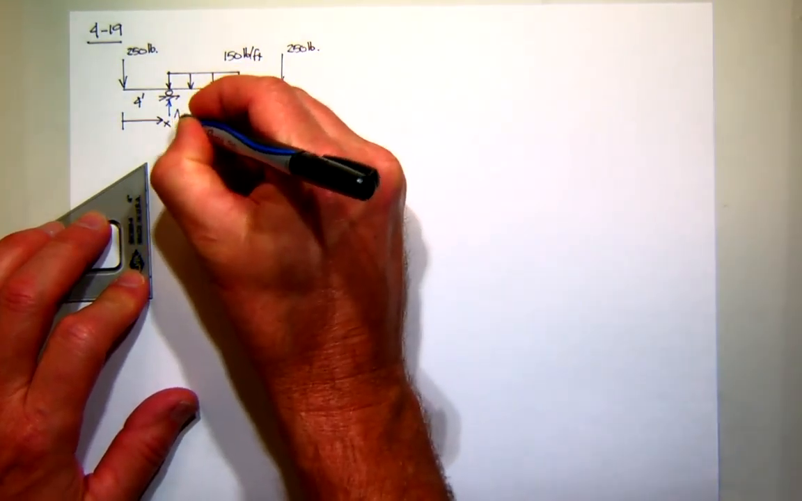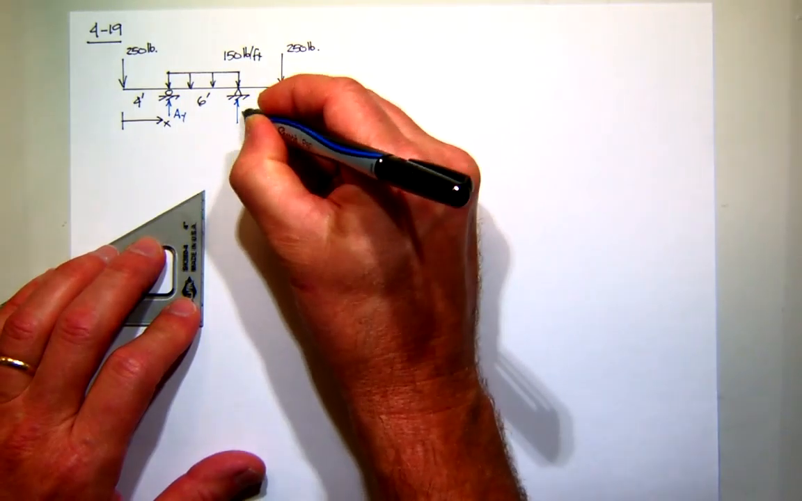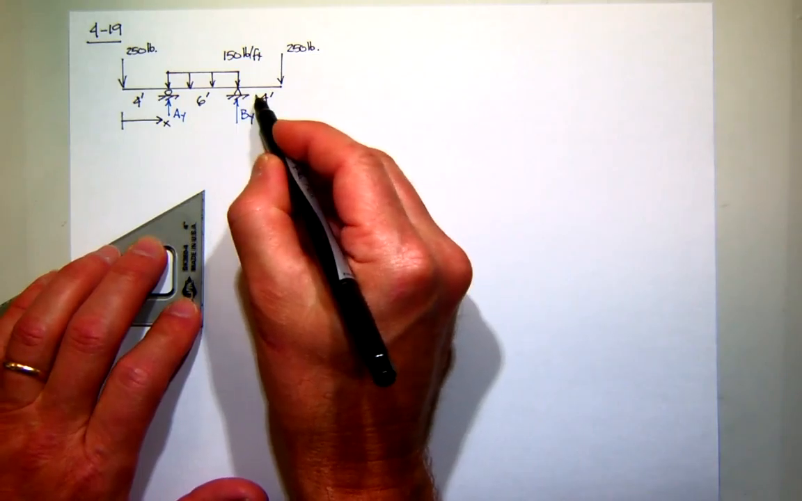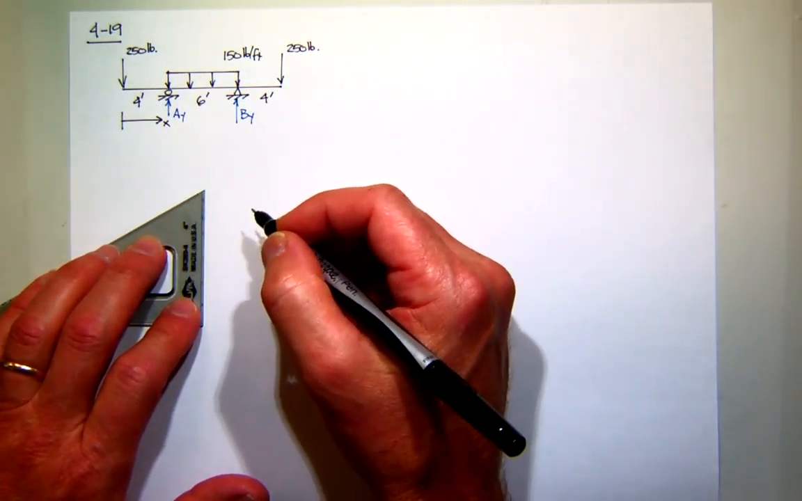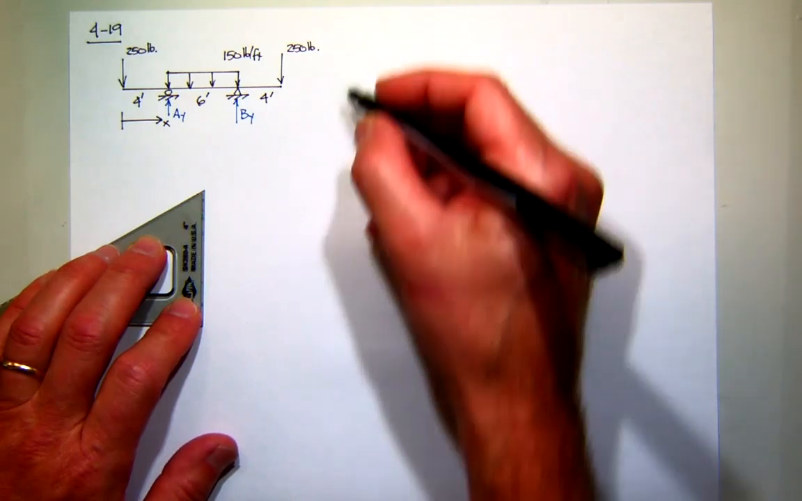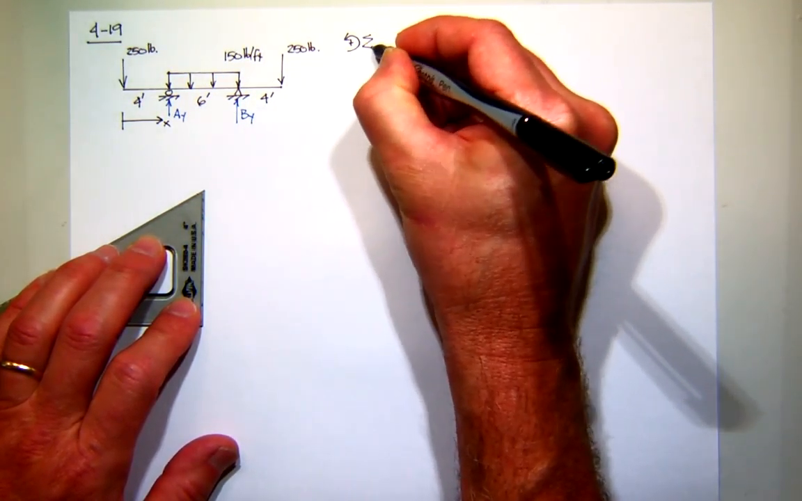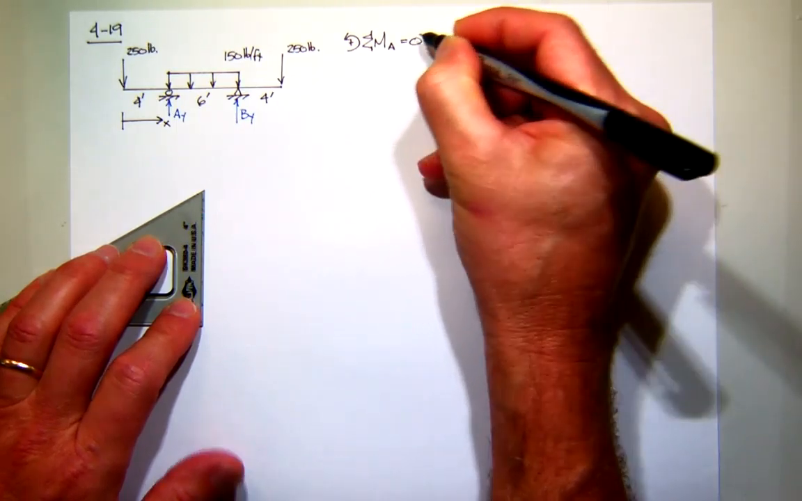I'll call that A, and I'll call this one B. There is a Bx at the pin, but you'll notice there are no x forces, so Bx is going to be 0. We won't worry about that one. So let's come over here first, and we'll sum moments about A, and we'll make sure it's in equilibrium.